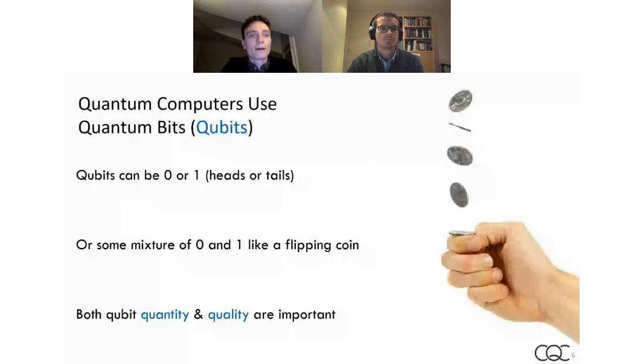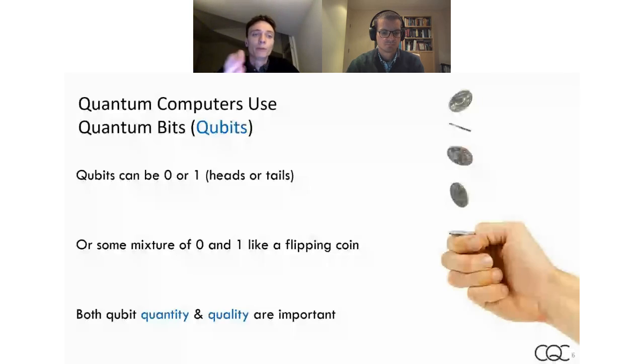So now that we know the problems that we could address, we need our quantum bits. As you may know, quantum bits, much like regular bits, can be either a 0 or a 1, or heads or tails if you use the coin analogy. But unlike classical bits, quantum bits, qubits, can be some mixture of 0 and 1, like a flipping coin or a spinning coin. So we say qubits can be in a superposition over 0 and 1.